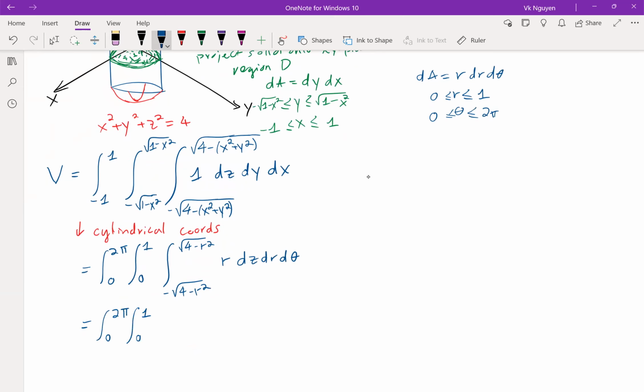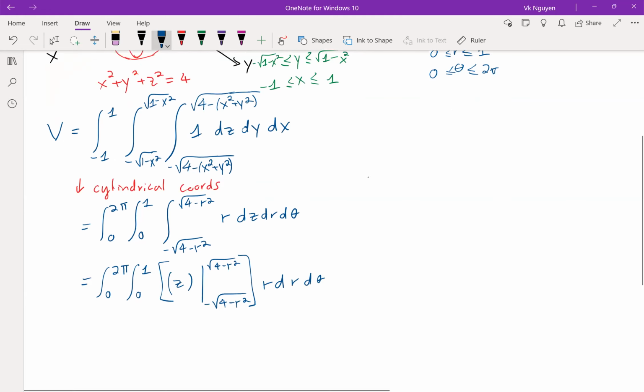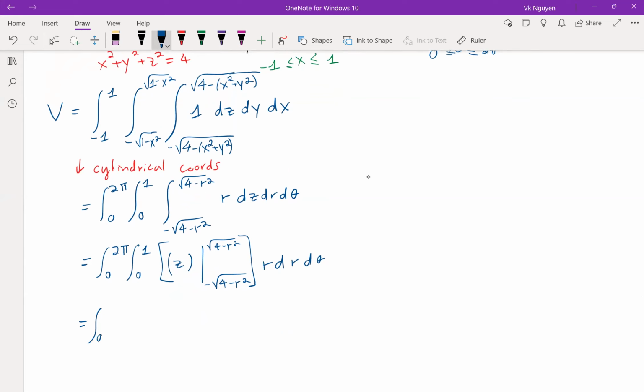Okay. Look at this thing, it's z. It's z, negative root 4 minus r squared, root 4 minus r squared, and then I'm going to move the r to be out here. I can just put the r next to dr d theta here. Integration is not that bad once you're in cylindrical coordinates.